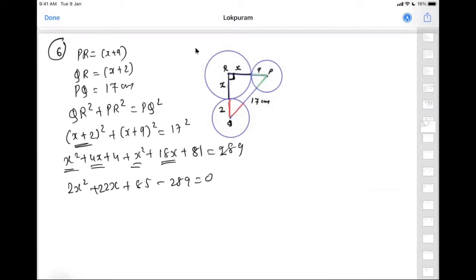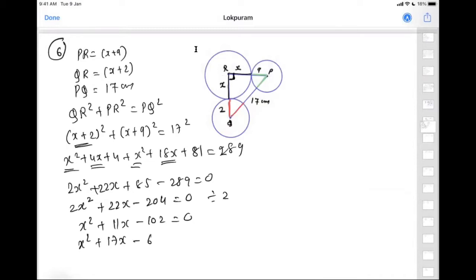Now here we got a quadratic equation. Minus 204 equal to 0, just divide by 2. x square plus 11x minus 102 is equal to 0. We will find factors: x square plus 17x minus 6x minus 102 equal to 0. So we will get (x plus 17)(x minus 6) equal to 0. So x is equal to 6. Any doubt in this part?